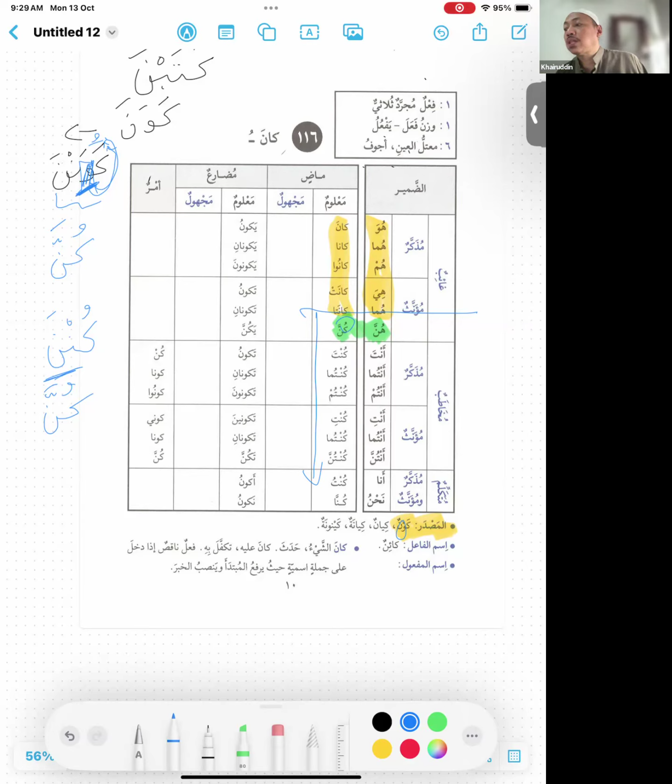Then the next one, anta kunta, antuma kuntuma, antum kuntum, anti kunti, antuma kuntuma, antunna kuntunna. So this is actually quite intuitive. All you do is put the appropriate pronoun into the verb here. Yeah, anta kunta, antuma kuntuma, antum kuntum, anti kunti, antuma kuntuma, antunna kuntunna. Okay, so you would actually do that. That is actually quite intuitive until you come to ana kuntu, nahnu kunna.